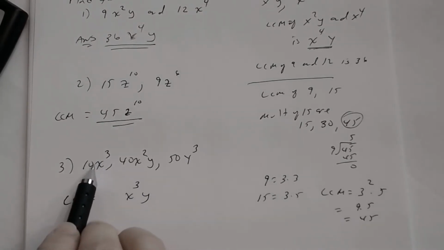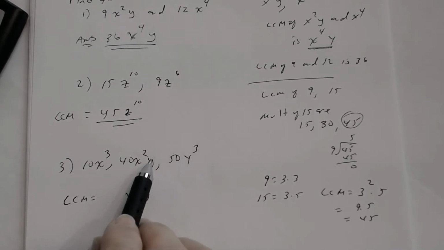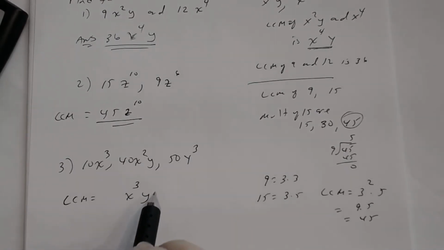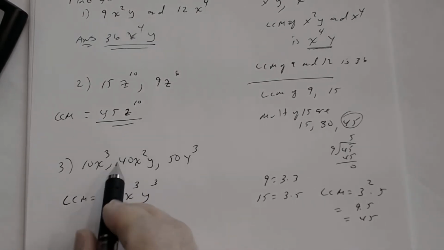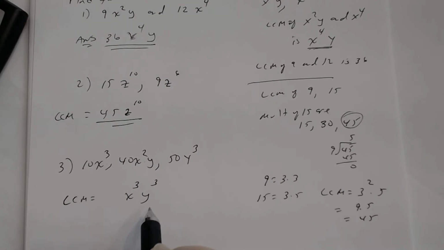Let's look at y. How many factors of y do you have in here? 0. You don't see any y, so you have 0. How many factors of y do you have here? 1. How many do you have here? 3. How many do you need? 3. Because all of these variables have to divide into this evenly.